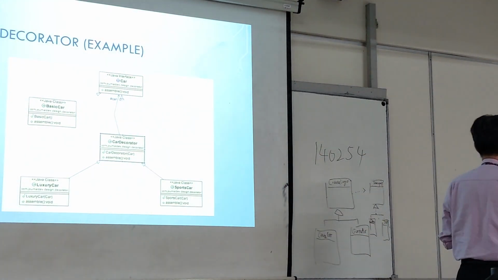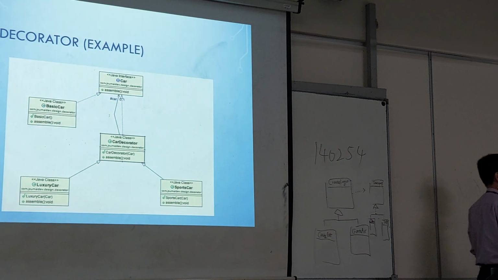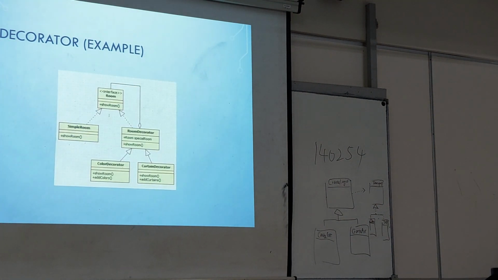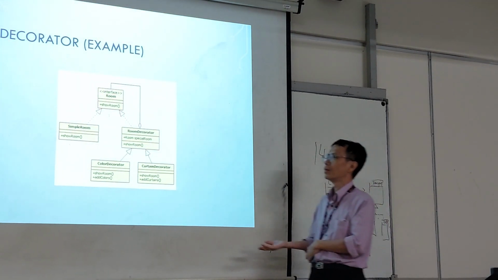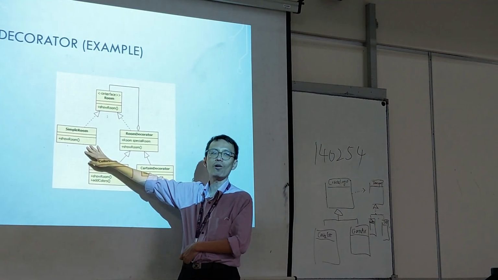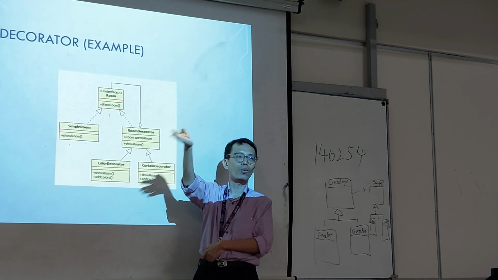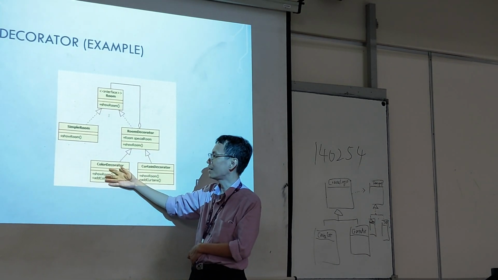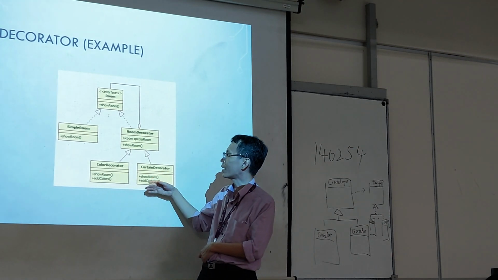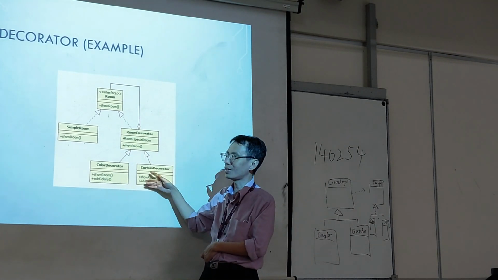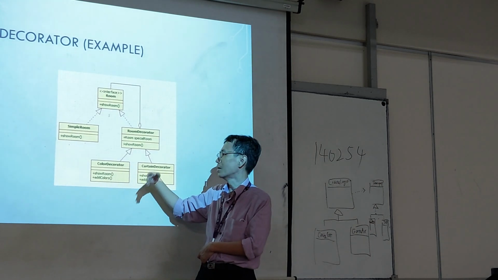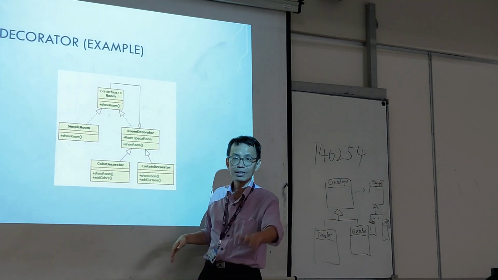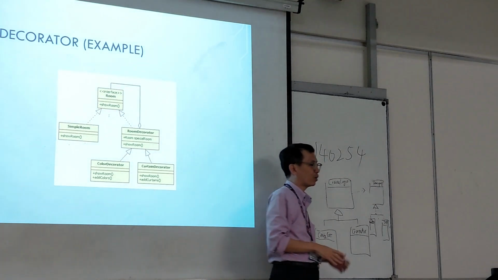Now, another one. You can see another example, same thing: a simple room, only four walls, painted white, nothing else. Then if you want to decorate the room with any color or curtain, I have two decorator classes. One is to decorate the color, one is to decorate the curtain. So this is a curtain decorator.